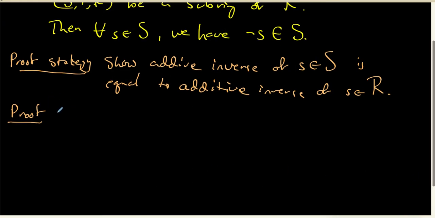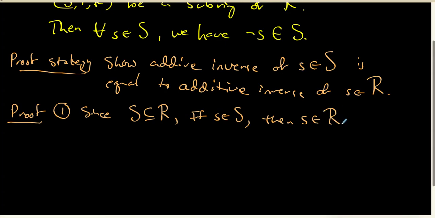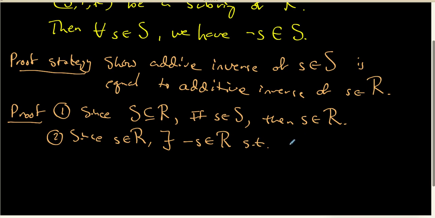The first thing is that we're going to establish some things that we know. So the very first thing that we know is that since capital S is a subset of the ring R, if little s belongs to capital S, then little s certainly belongs to capital R. And since little s belongs to capital R, we know that there does exist a minus s inside capital R, such that s plus minus s is equal to the zero inside ring R.